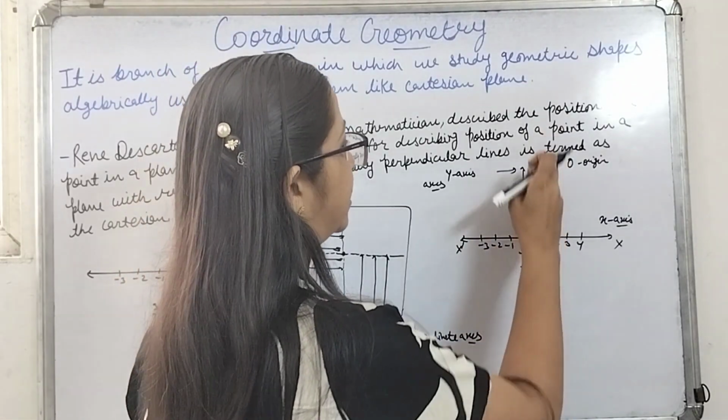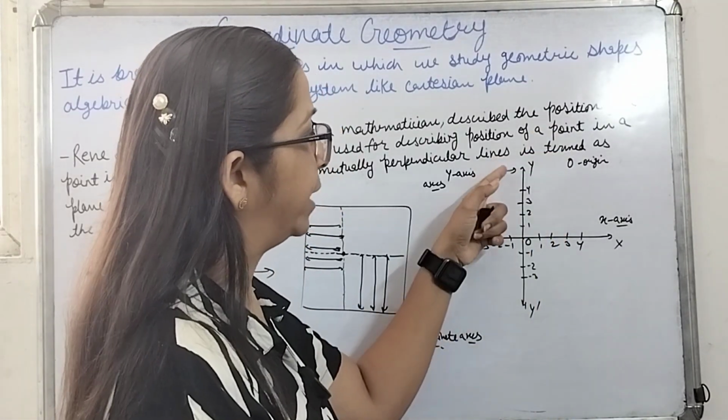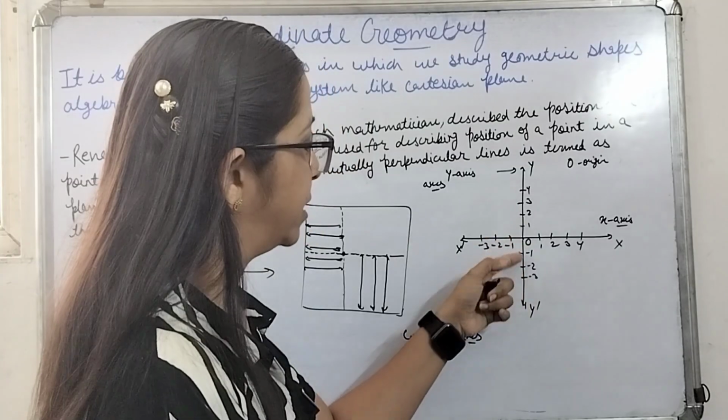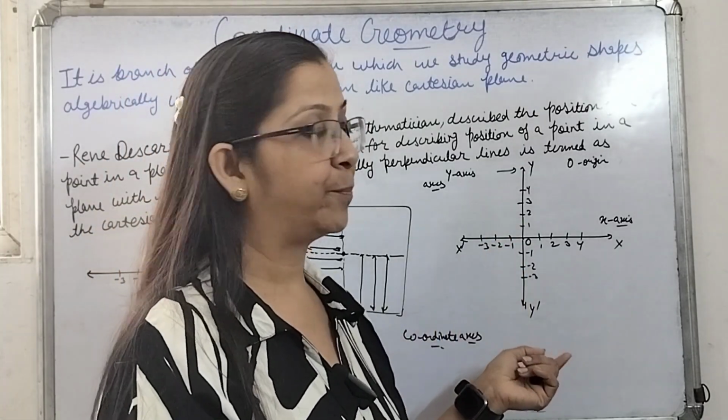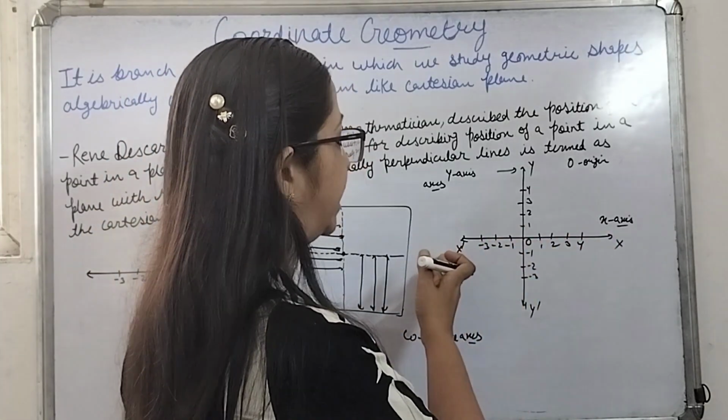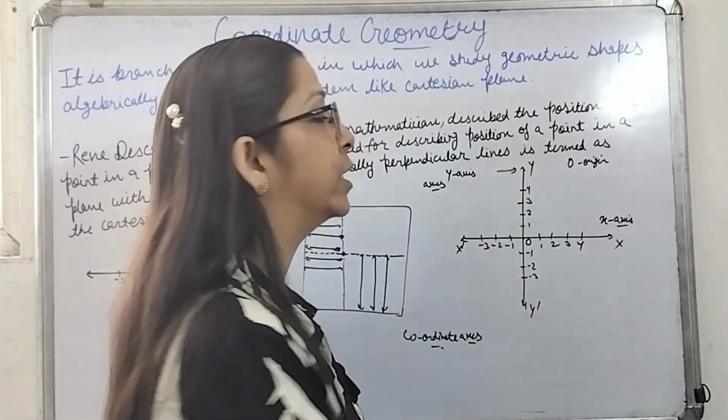Similarly, OY is the direction of your positive y, and OY dash is the direction of your negative y. So this is your positive x, this is your negative x, this is your positive y, and this is your negative y.